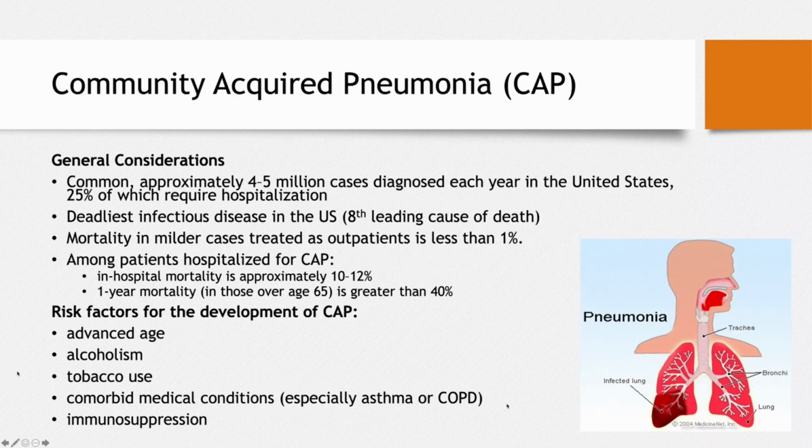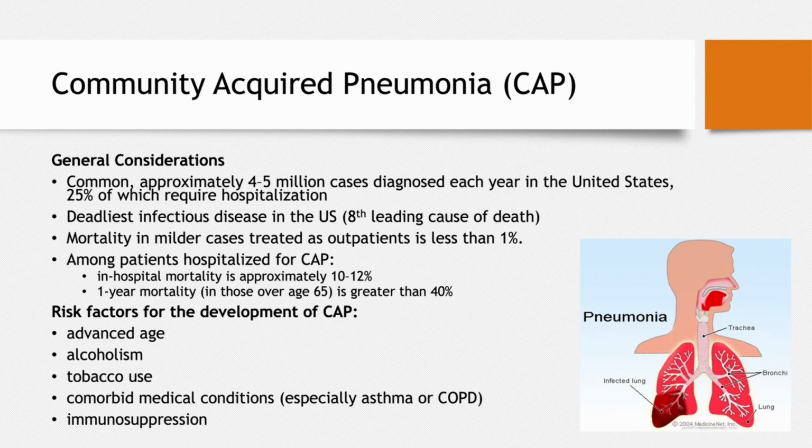First, we're going to go into community-acquired pneumonia a little bit more in depth. So it's really common. You're going to see this whether you're in family practice, internal medicine, or pediatrics, ER, urgent care. Approximately 4 to 5 million cases are diagnosed each year within the United States, and 25% of these are hospitalized. And if you see here, the next line I have, the deadliest infectious disease in the U.S. It's the 8th leading cause of death. So it is, of all the infections that we see throughout all the modules, it's the deadliest.